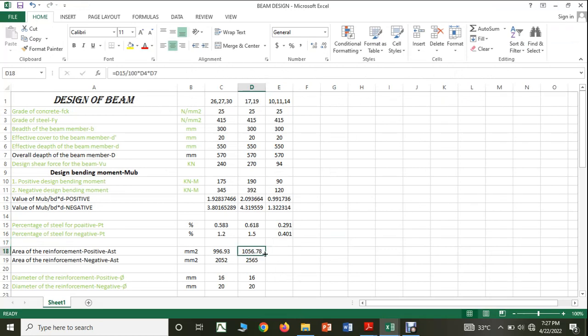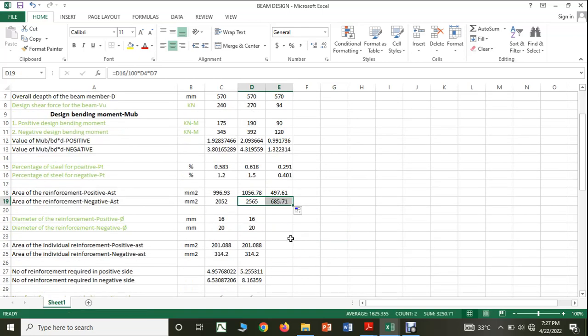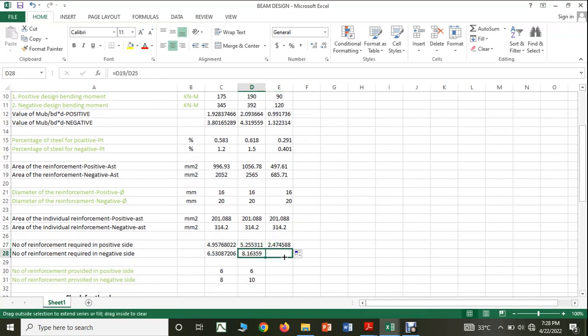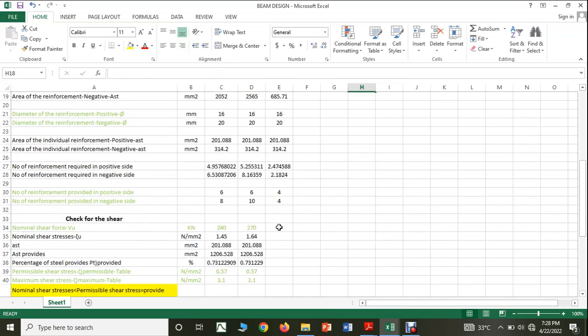Therefore I can find out the area of steel required. This is the corresponding area of steel. I'll be providing, as usual, 16 and 20 mm dia bars. These are the areas of the individual rods, so you will get the number of rods required. You can see that the number of rods required here will be 2.47. I can make it to 4, the next even number, and this also I can make 4, the next even number.